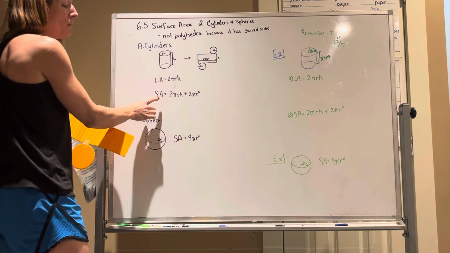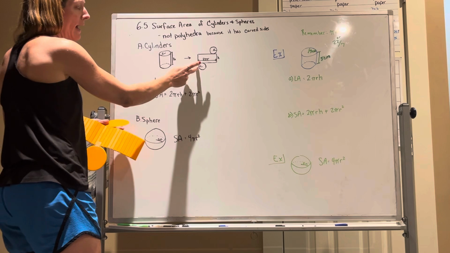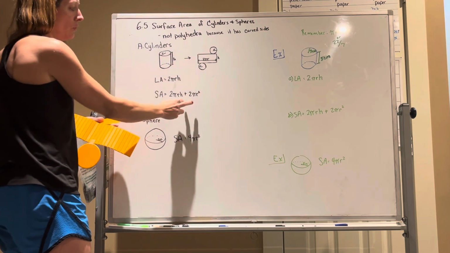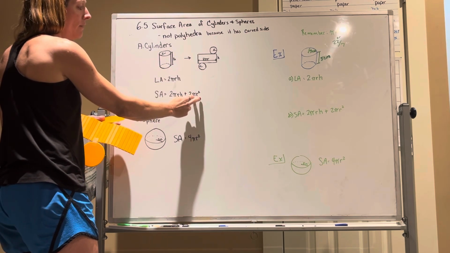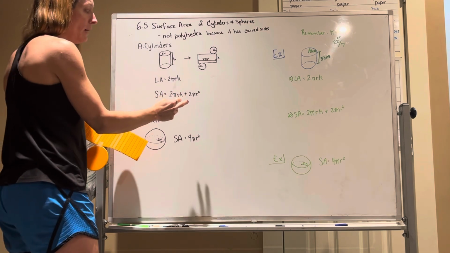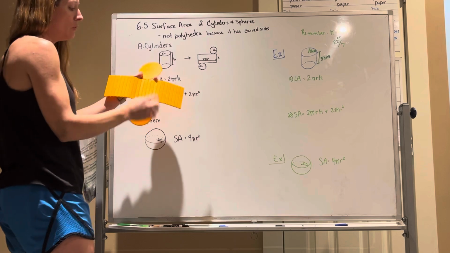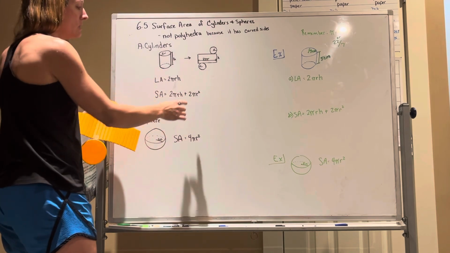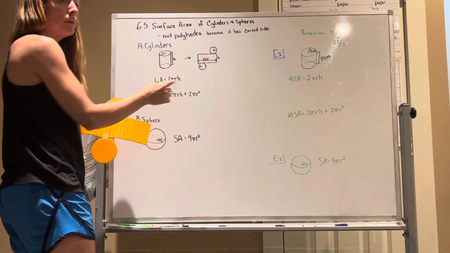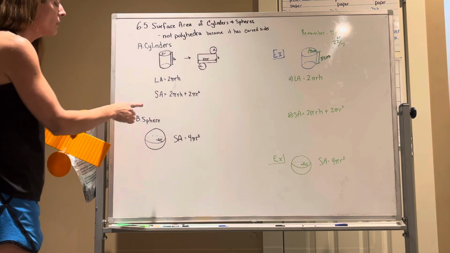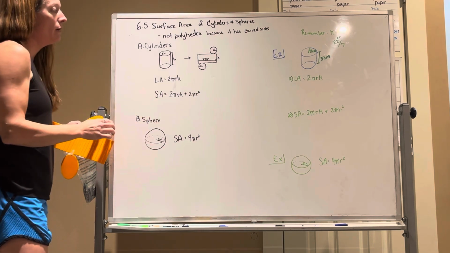Then to get the complete surface area, you'd have to add in the area of the two circles. The area of a circle is pi r squared, but we have two circles, and the two circles are the same size, so we can simply go 2 times pi r squared. And then we get our full surface area of the cylinder.